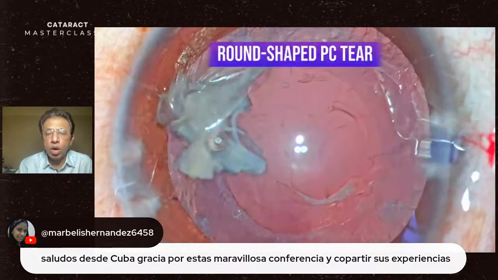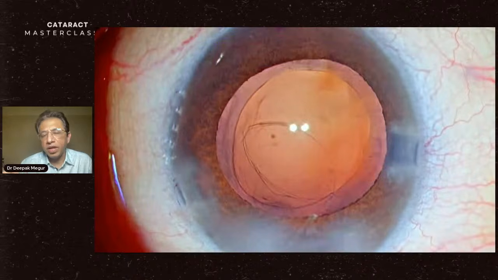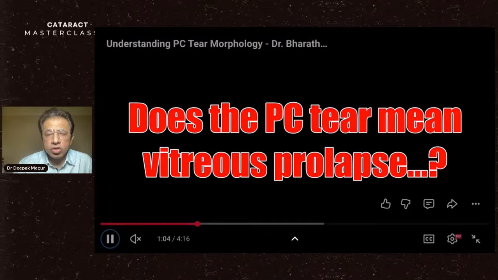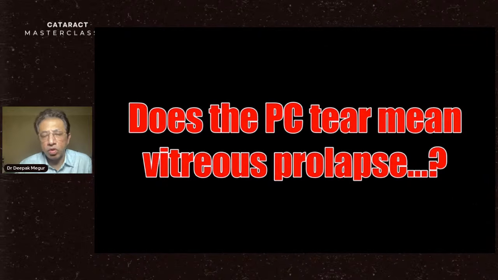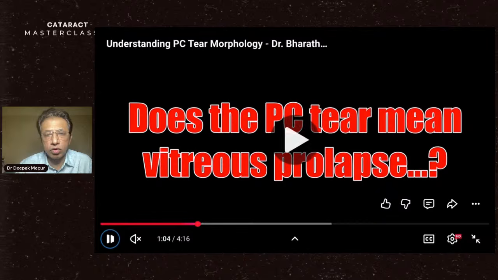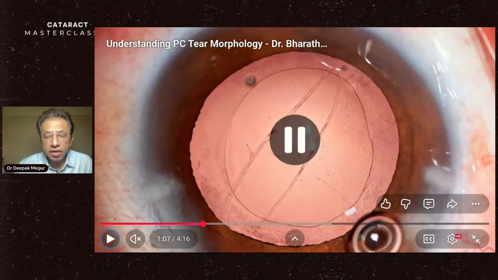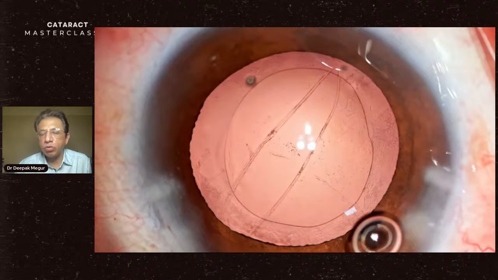Depending upon how early or how late we are diagnosed, each of them has a definite shape and morphology. So next question: does the PC tear always mean vitreous prolapse? That's another question we need to answer now. No, it does not. That is what we need to train our eyes to identify.